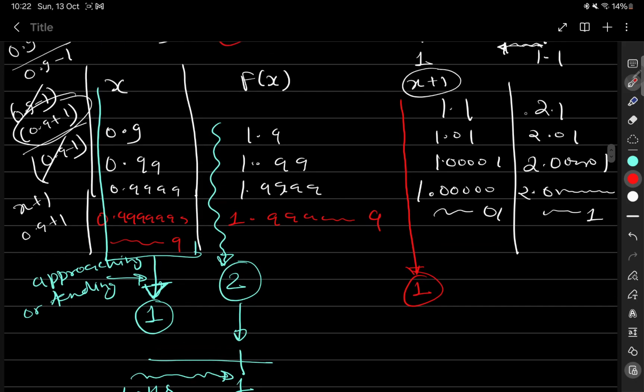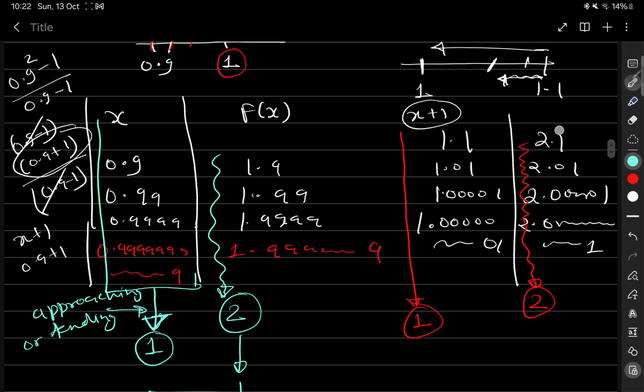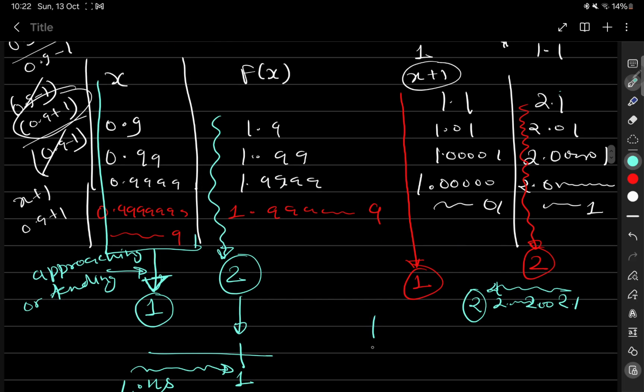What about our function value? The function value is tending towards 2. Are you getting my point or not? Where is this value trying to go? Look at it: 2.1, then 2.01, then 2.0001. This value will never be 2, but it wants to approach towards 1. Likewise x will never be 1, but it is approaching towards 1. Are you getting my point or not?